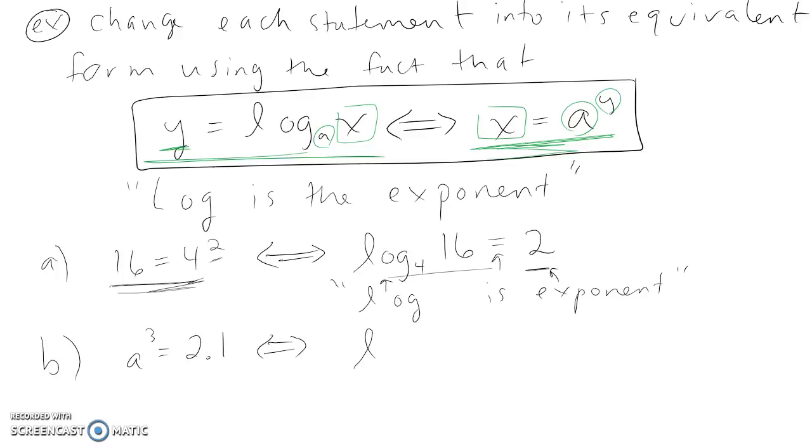That's the same thing as log. Now what's our base? Oh, I look over in the exponential and I see the base is a. Log base a. And I know that the log is the exponent. Well, what's the exponent over here? It's 3. So that means 2.1 is the thing we're taking the log of. Okay, so it rearranges to that.